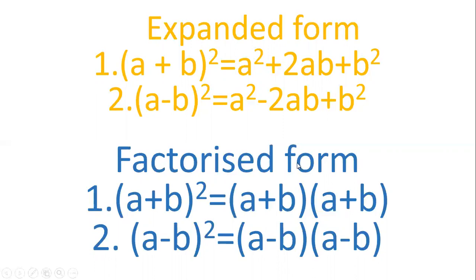Factorized form: (a plus b) whole square is equal to (a plus b) times (a plus b). (a minus b) whole square is equal to (a minus b) times (a minus b). Here we have to keep in mind that something square means that something is repeated two times. (a minus b) whole square means (a minus b) is repeated two times.